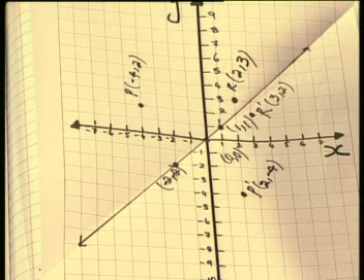So when you reflect a point about the line y equals x, the x value of the reflected point is the same as the original y value, and the new y value is the same as the original x value. This gives us a quick way to find the reflection of any point about the line y equals x. Just exchange or swap the x and y values and plot the new point.